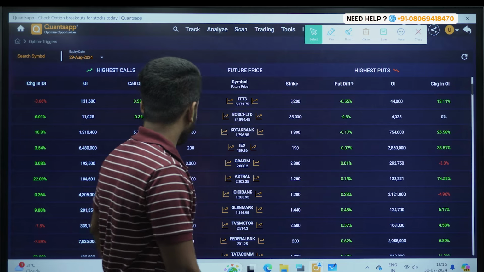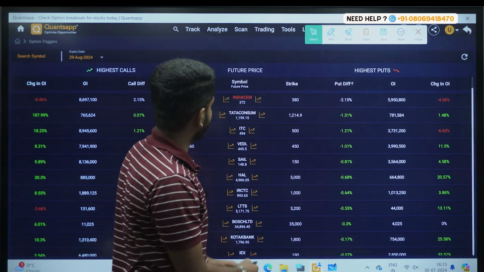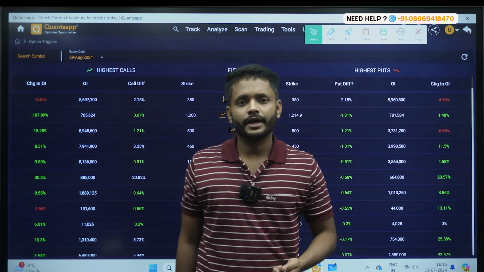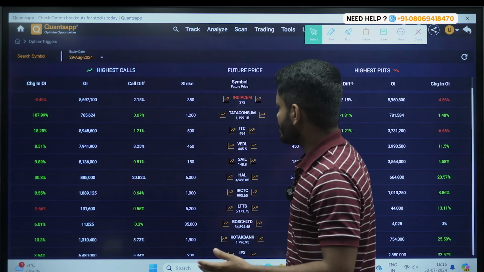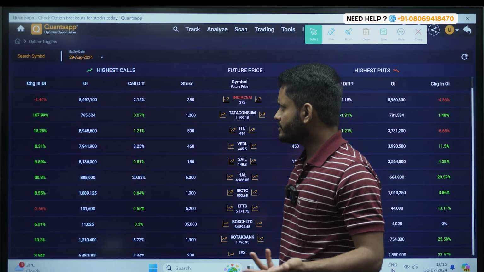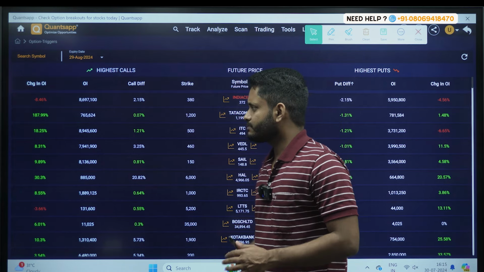So as soon as ICICI Bank breaks 1200 and sustains below it, you can expect a decent downside on this counter. Okay. So this was, I would say, an ideal tool for an option buyer, say an intraday option buyer, or a swing trader, say 1 or 2 days. If you want to use it, you can definitely go and explore this tool.